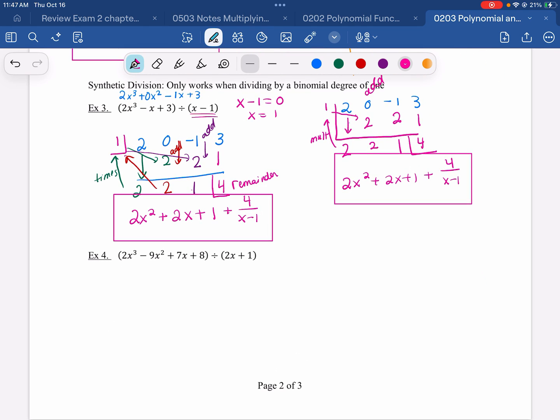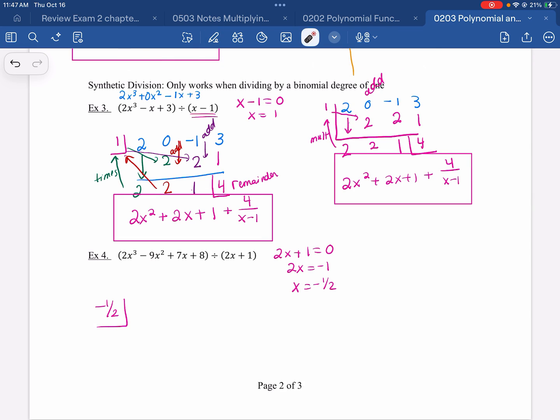All right, so this one's a little trickier because it says 2x plus 1. You take 2x plus 1, set it equal to 0, subtract 1. 2x equals negative 1. Divide by 2, x equals negative 1/2. So I'm going to put negative 1/2 in my box.